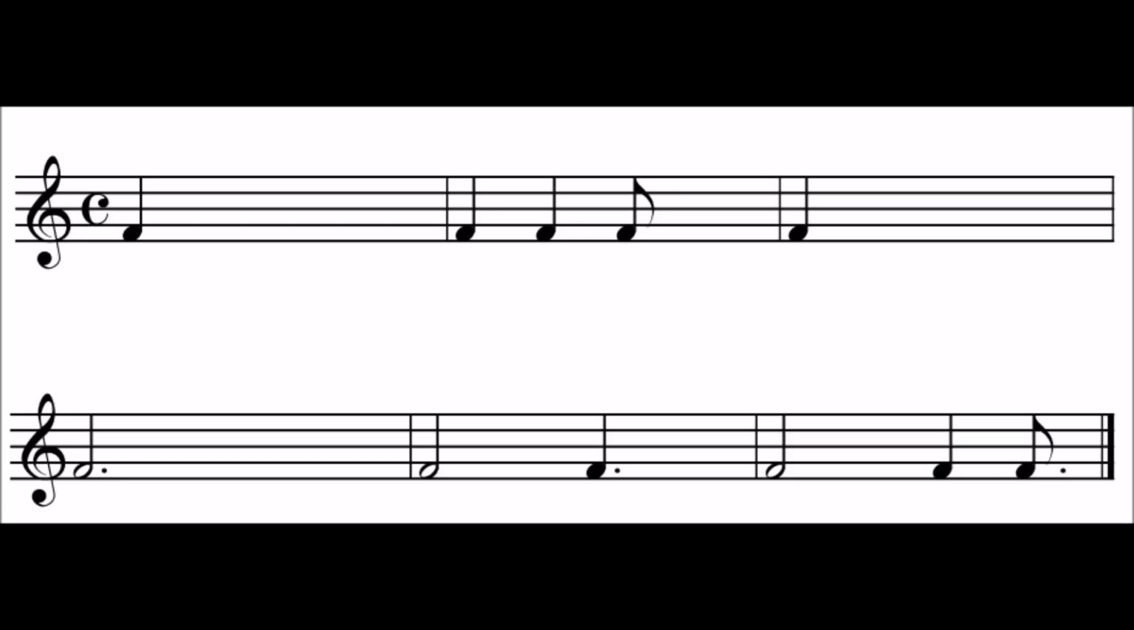Now let's see what you have learned. At the end of each of these bars, which single note would be added so that there are the correct number of beats in each bar? Each bar should contain 4 beats as shown by the common time signature.